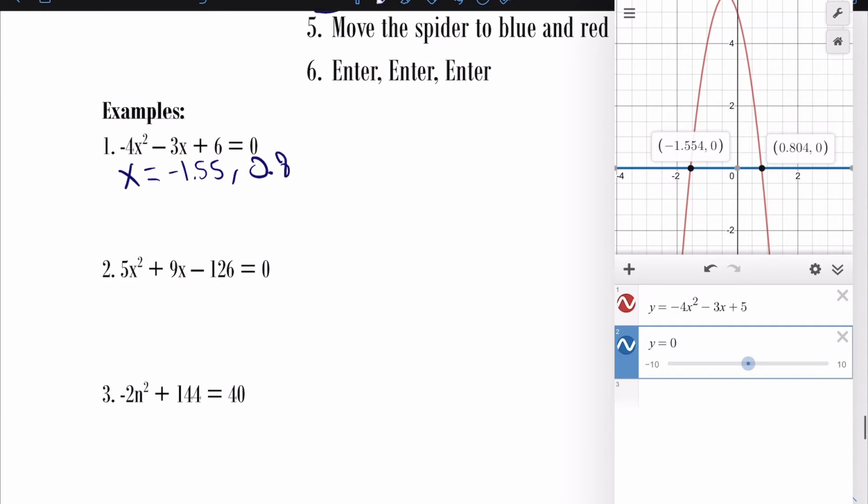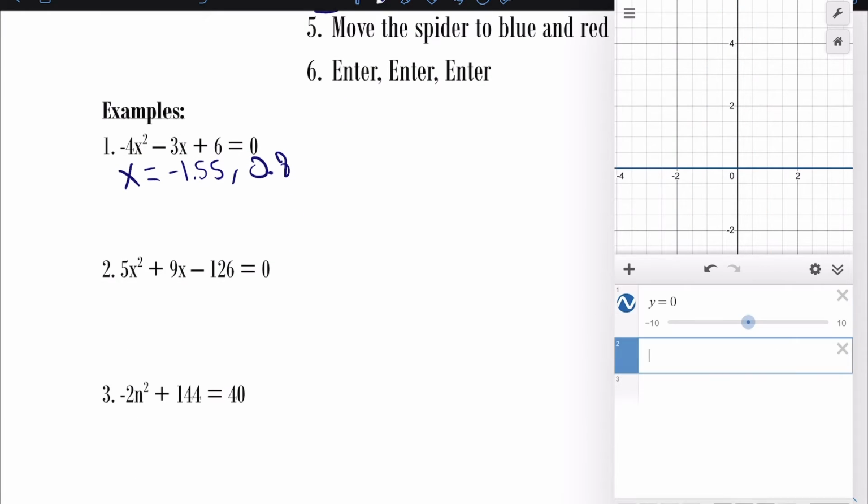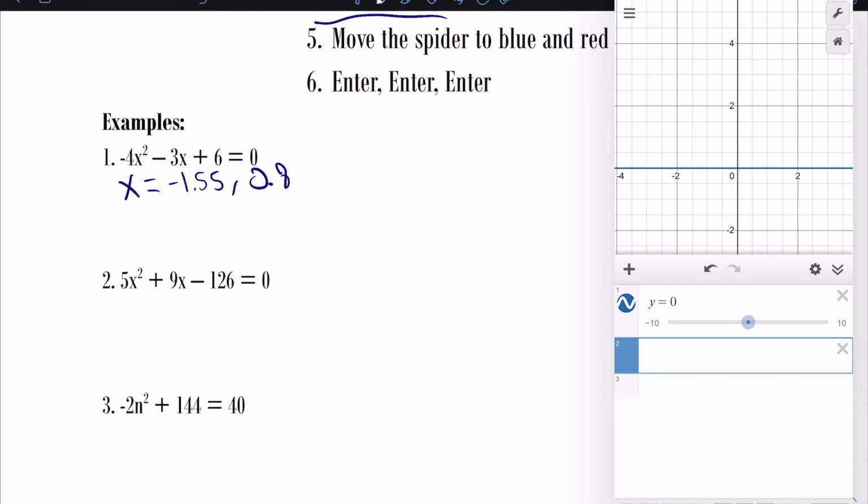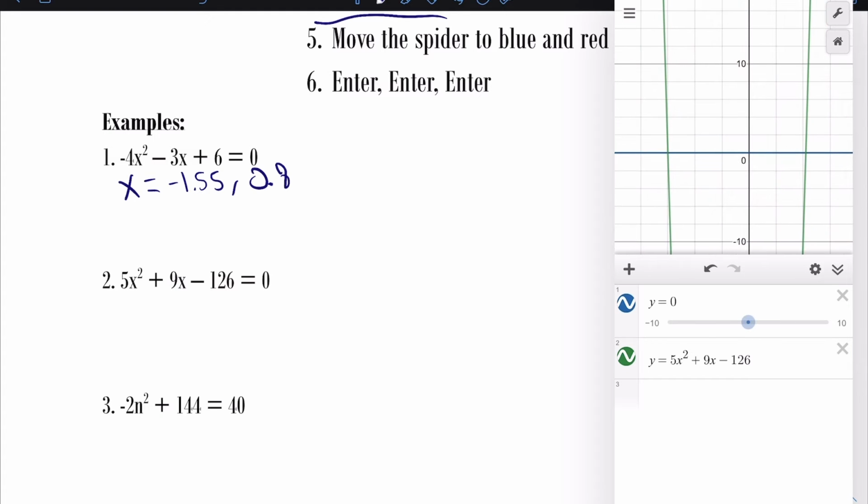Let's do the next one. Okay, so we're going to keep the y equals 0 equation, and then I'm going to type in 5x squared plus 9x minus 126. All right, there's the graph. And if I touch around where it's intersecting, I have one intersection at negative 6, 0, and the second intersection at 4.2, 0. We are finding the x-intercepts, which are at negative 6 and 4.2.